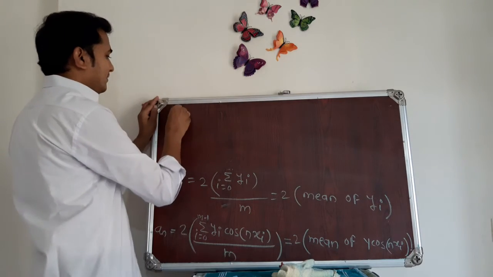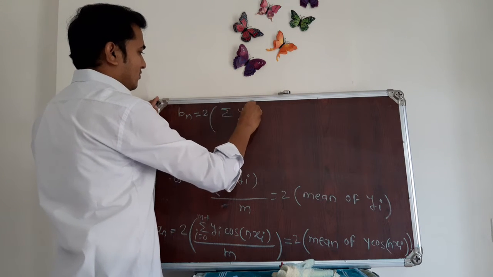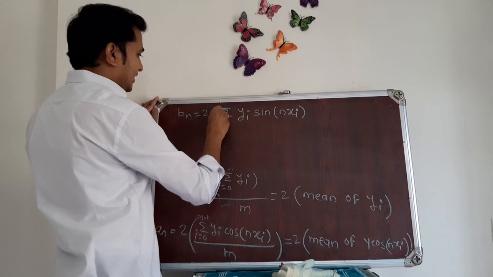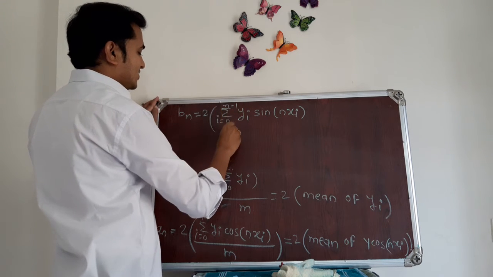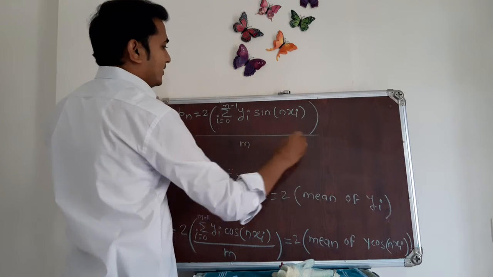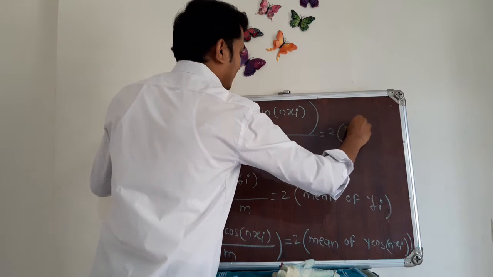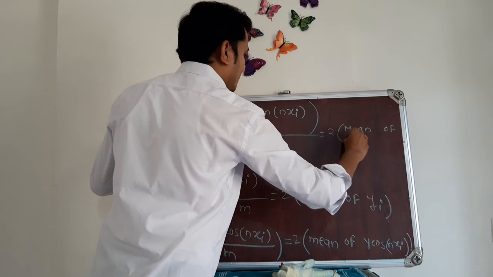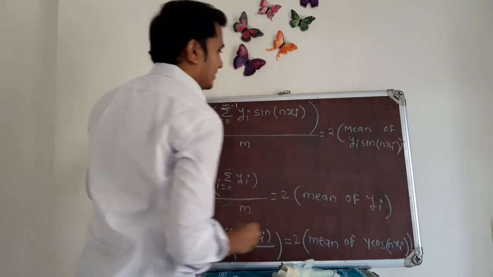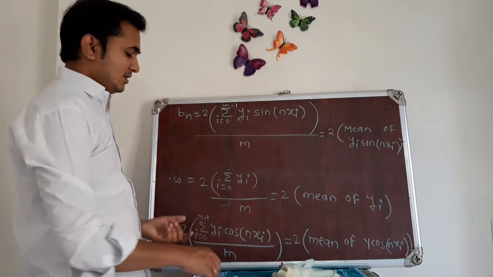And Bn is 2 into summation yi sin n xi, i running from 0 to m minus 1 upon m, which is nothing but 2 into mean of yi sin n xi. Okay, so these Fourier coefficients can be found using this formula.